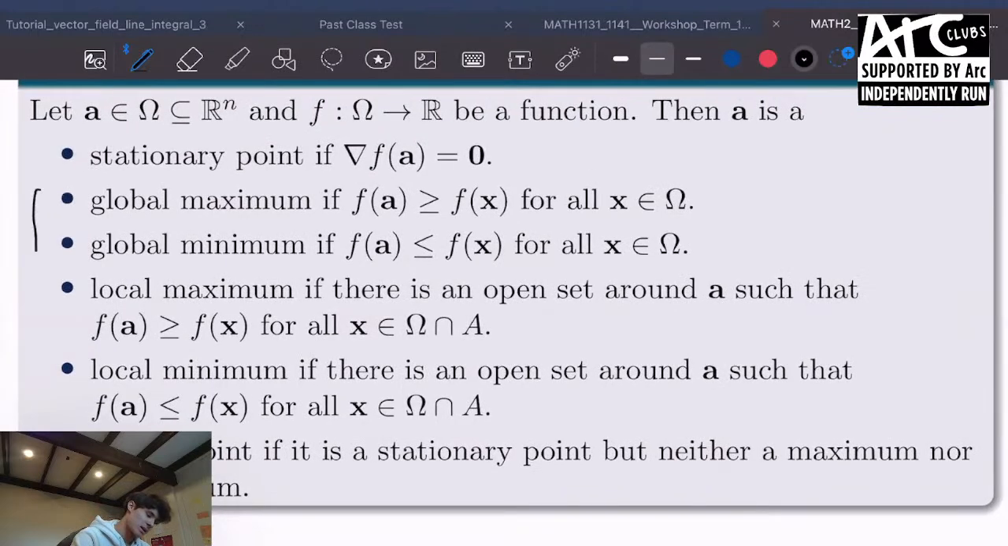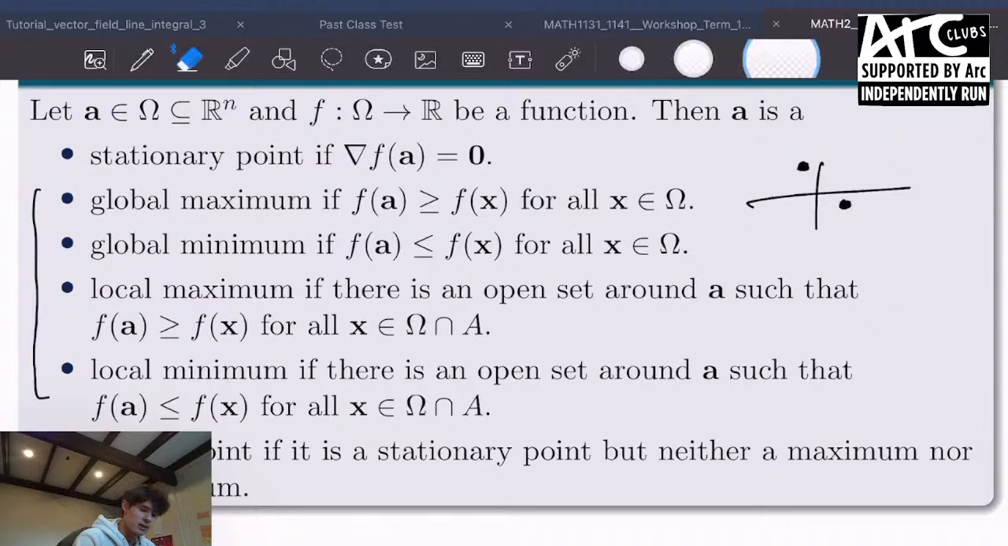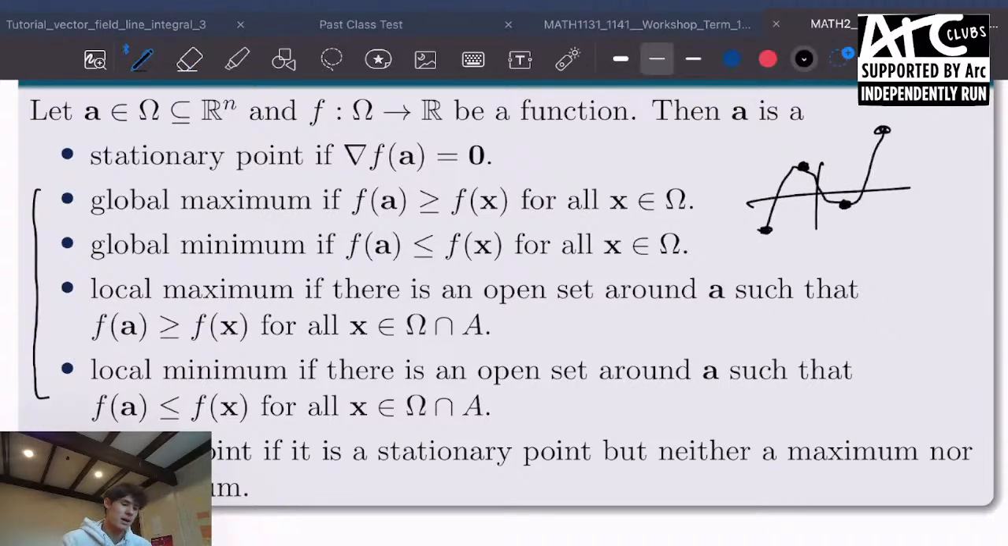So these ideas are extensions of the single variable calculus case. We can look at global maxima, that's the largest point on the curve, and global minimum, the smallest point on the graph. Then local max and local min is when we start dealing with an open set around some point. Just remember from single variable calculus, these two will be our local max and local min, and these points at the end will be our global max and global min.